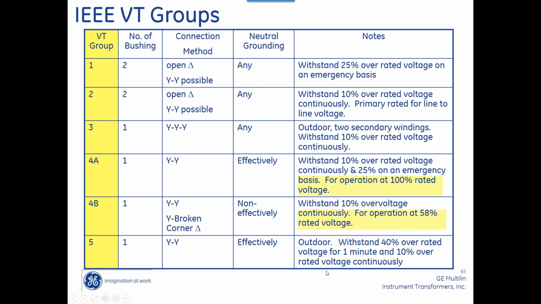Here are the different configurations. Sometimes you'll actually see, they'll say, I want group 3 or group 2 with two bushings. Here's this one bushing. It's VT group 3, it had to be a Y connection. Here's an open delta, so it had two bushings. So this is some of the different configurations, and you'll see these different VT ratings and codes.